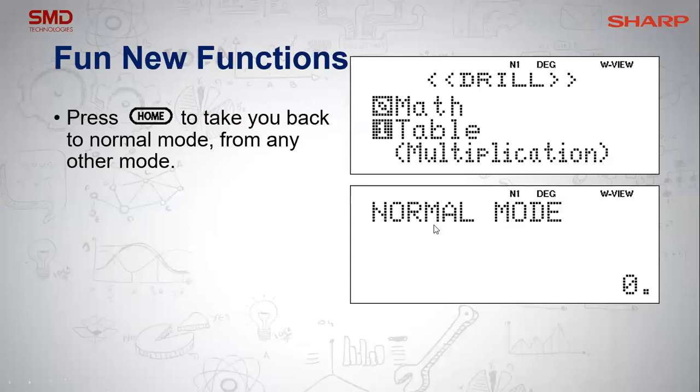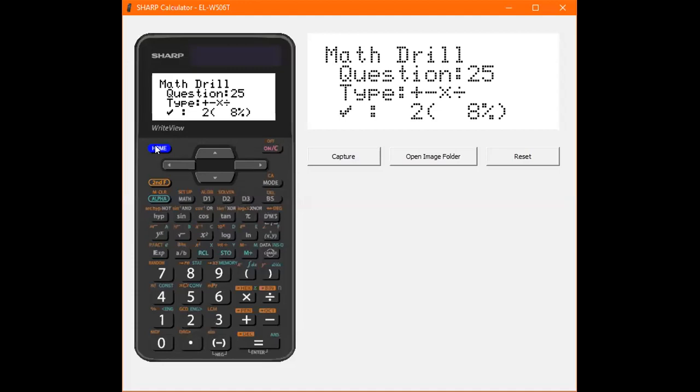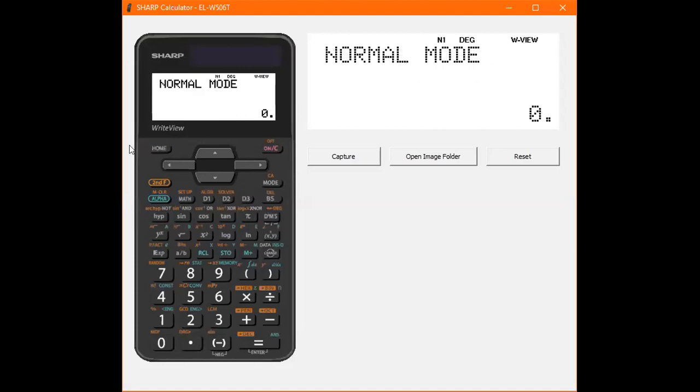Okay, so fun new functions. The nice thing that I didn't mention is that there's a home button on your calculator. So I'm just going to go back to my calculator here. So we were in drill mode. If you press the home button, home will just take you back to normal mode from whichever mode you are in. So it's basically a shortcut. Instead of saying mode and then pressing 0, you just press home instead, because we're lazy and we like shortcuts. Okay, awesome. Let's go back here.